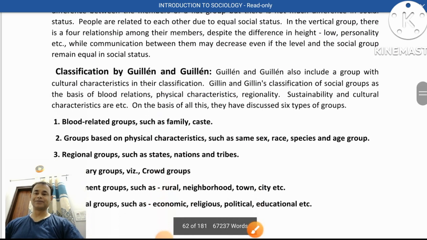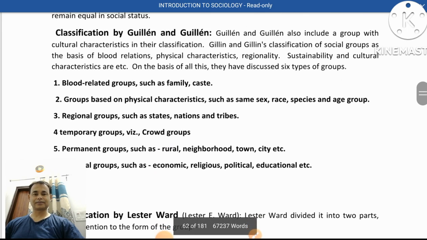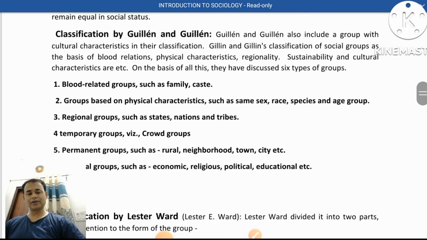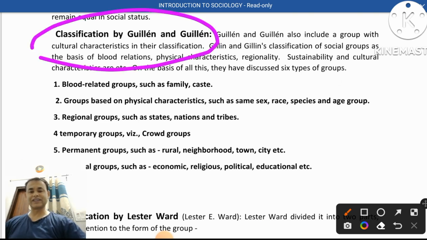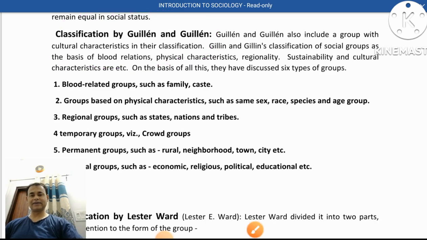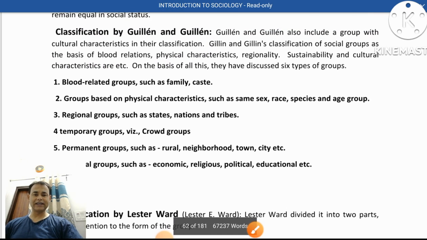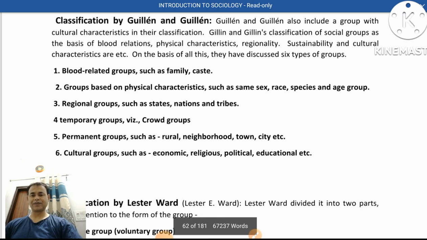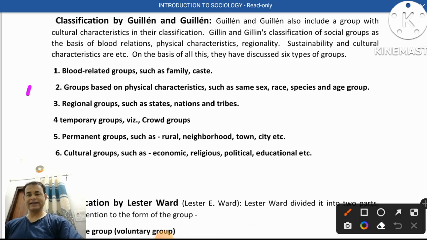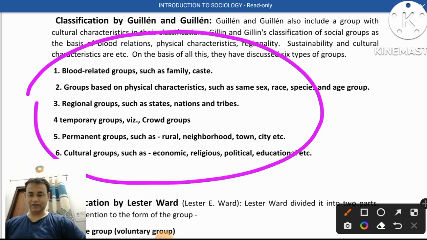This is horizontal. Classification by Gillin and Gillin. Gillin and Gillin also included a group with cultural characteristics in their classification. They classified social groups on the basis of blood relation, physical characteristics, regionality, sustainability, cultural characteristics, etc. On the basis of all, they have discussed 6 types of group. So you should remember this. It can be asked in UGC NET even, and also in various competitive exams.